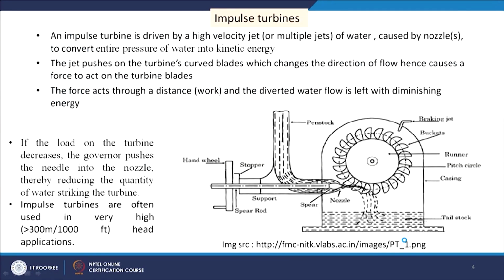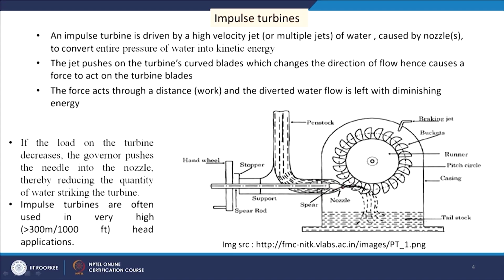Now, we will see impulse turbines. What is this type of turbine? Here we see this is our penstock, so water is coming and entering through this. This nozzle is there, and through this nozzle the water is coming and getting entry into the turbine casing. We also see here that the governor can place the needle in the nozzle, so depending upon the nozzle position, the flow of water can change.